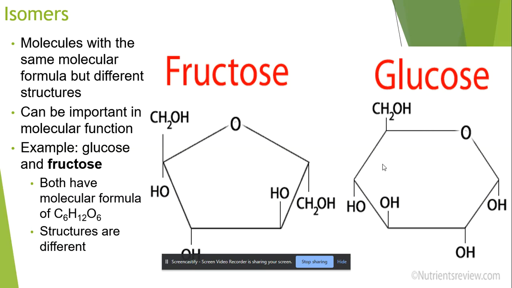So this is a good time to talk about isomers. Isomers are molecules with the same molecular formula, but they have different structures. An example of these would be fructose and glucose. If you look at fructose and glucose, both have the same molecular formula of C6H12O6. However, you can tell by the structures that the ring structure is a little different. Glucose being a 6-ring sugar and fructose being a 5-ring sugar.